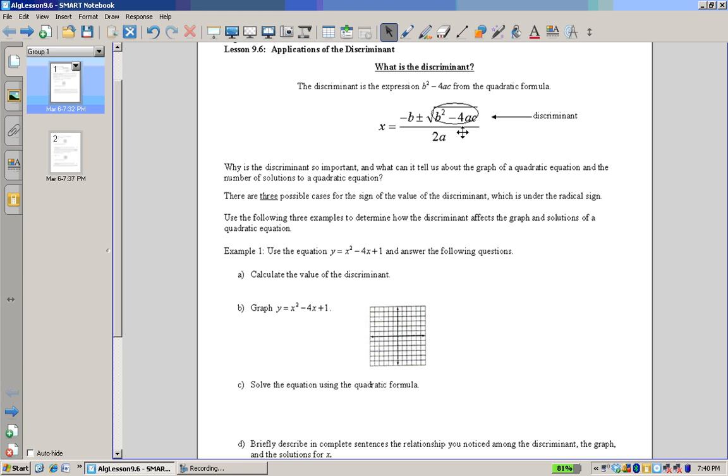So the discriminant, it's not saying that it's discriminating. It's a completely different concept. This is the discriminant. And what it's going to do is to tell us some very crucial information about the graph, about the solutions to this. It's going to tell us a lot about the quadratic equation that we're dealing with.